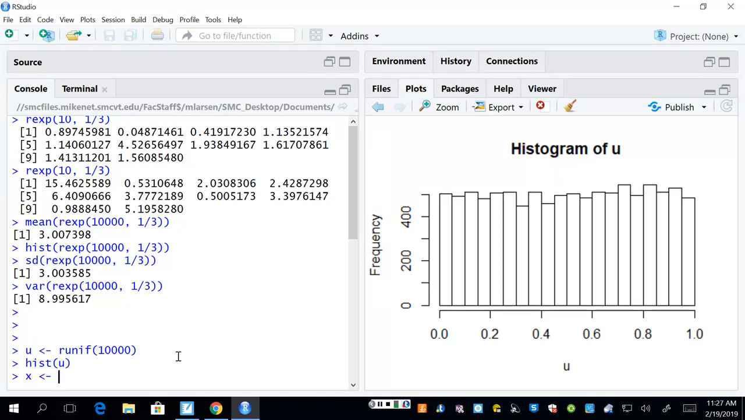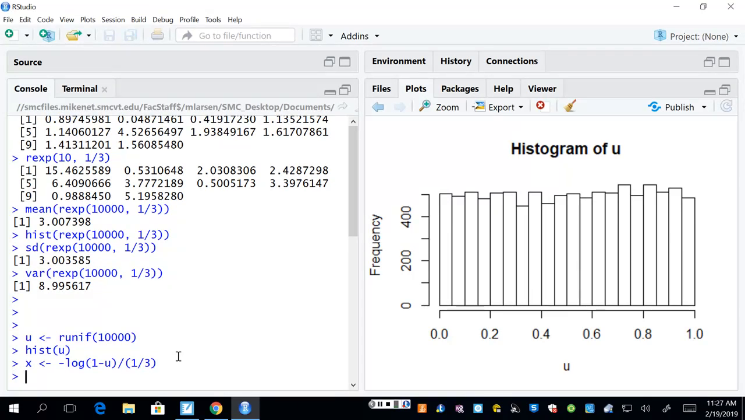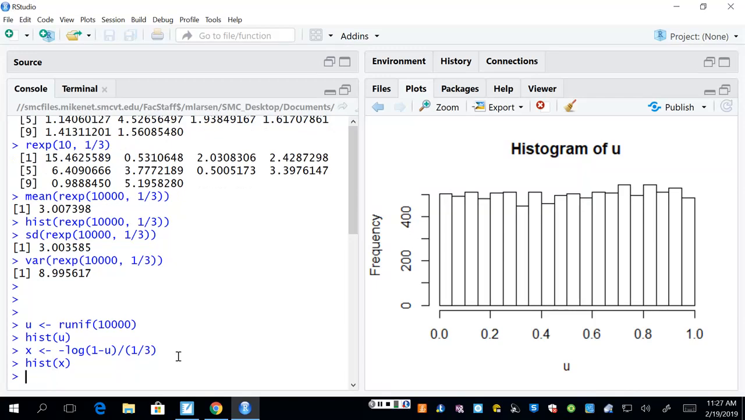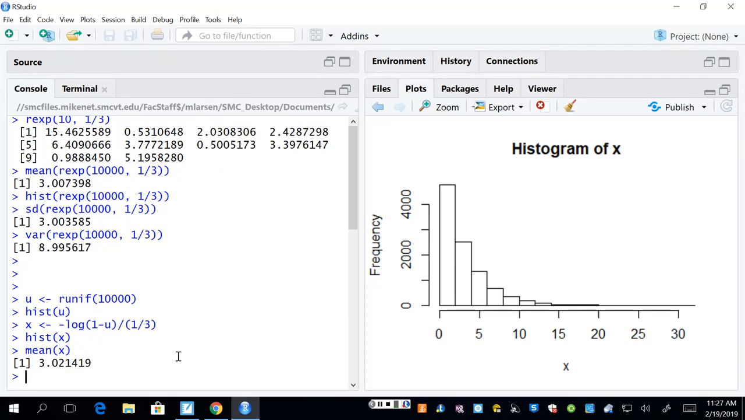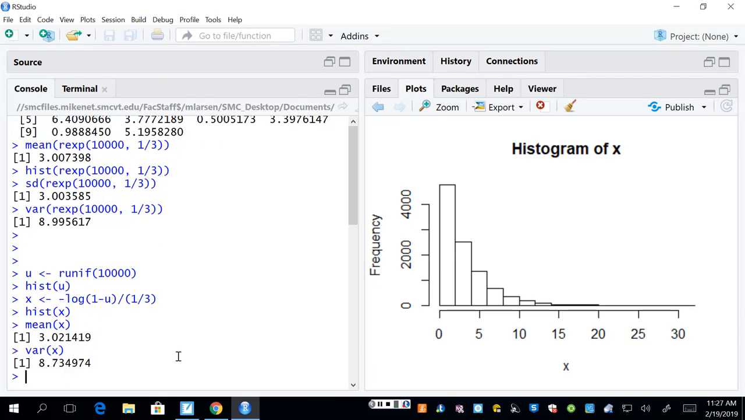But to do this transformation, say with lambda equal 1/3, we need to take the natural log of 1 minus u. Log in our default is that. And there's a negative, and then we divide by the parameter we want, 1/3. It changes all of those. Now the histogram of x looks like that. It's sloping down like an exponential. The mean of x, if it is exponential, should be about 3. The variance should be about 9, and it's pretty close. A little random variation. But this cumulative allows us also to go between the variables.